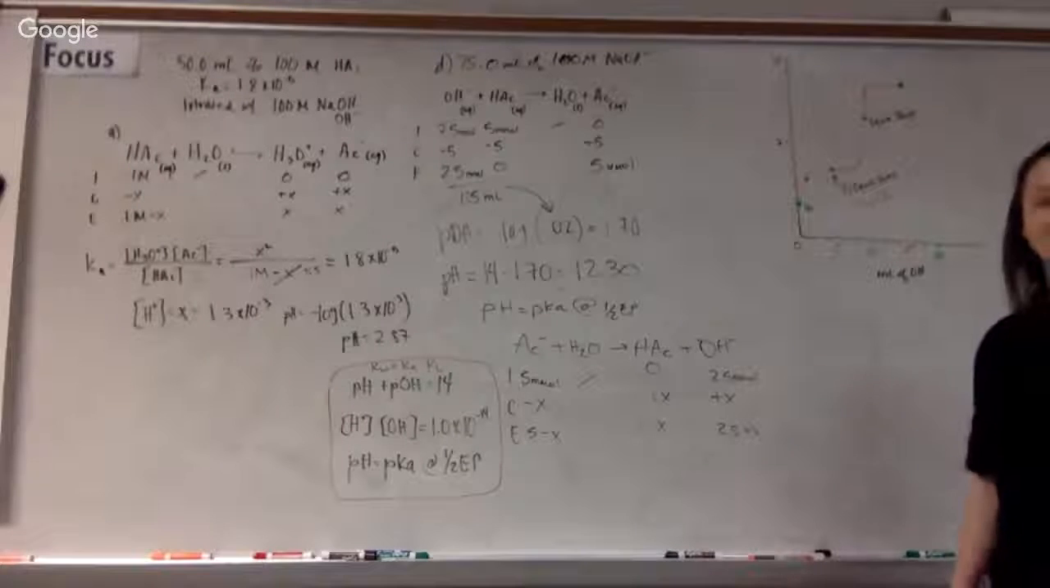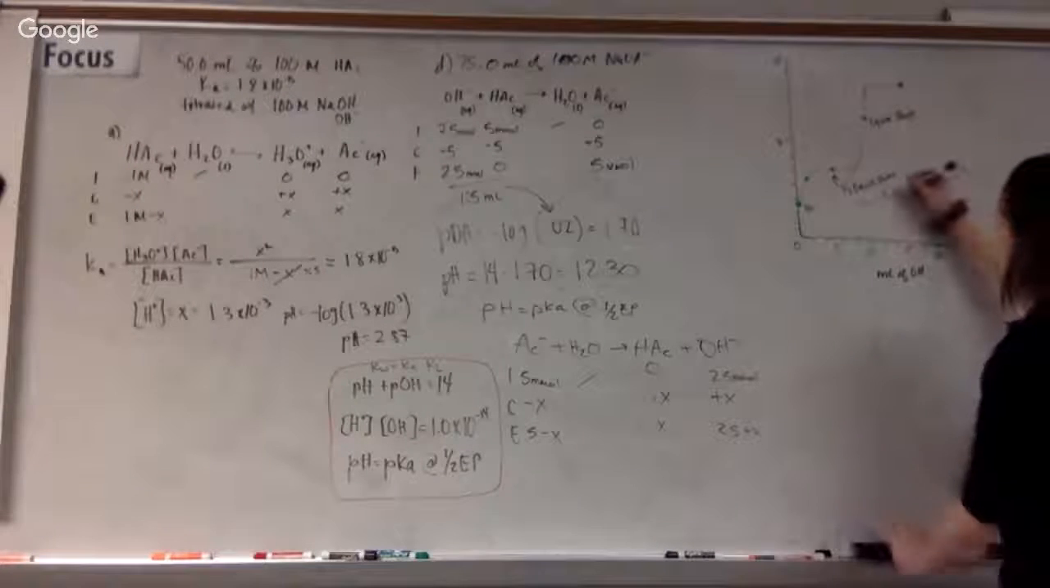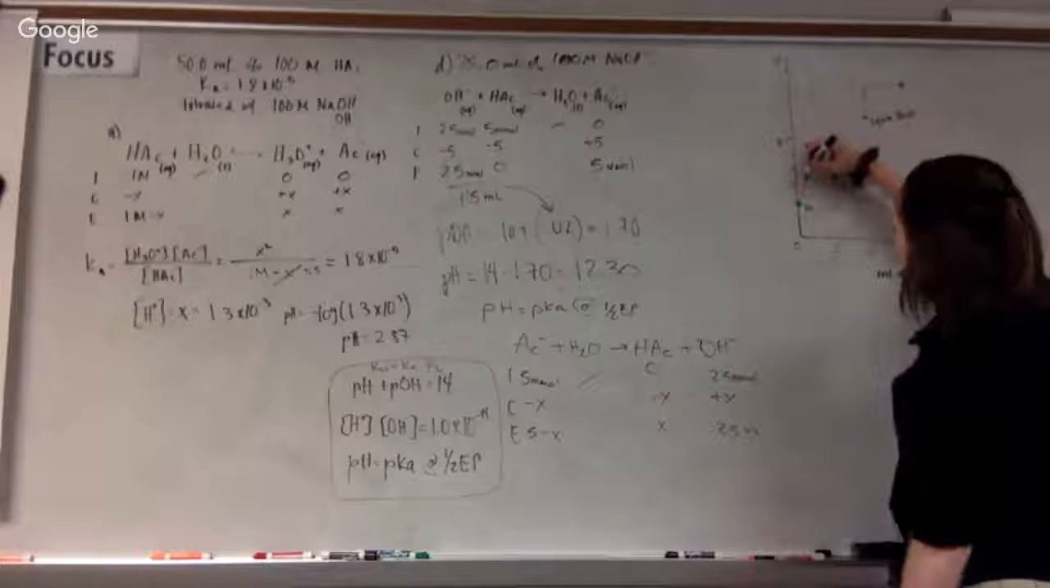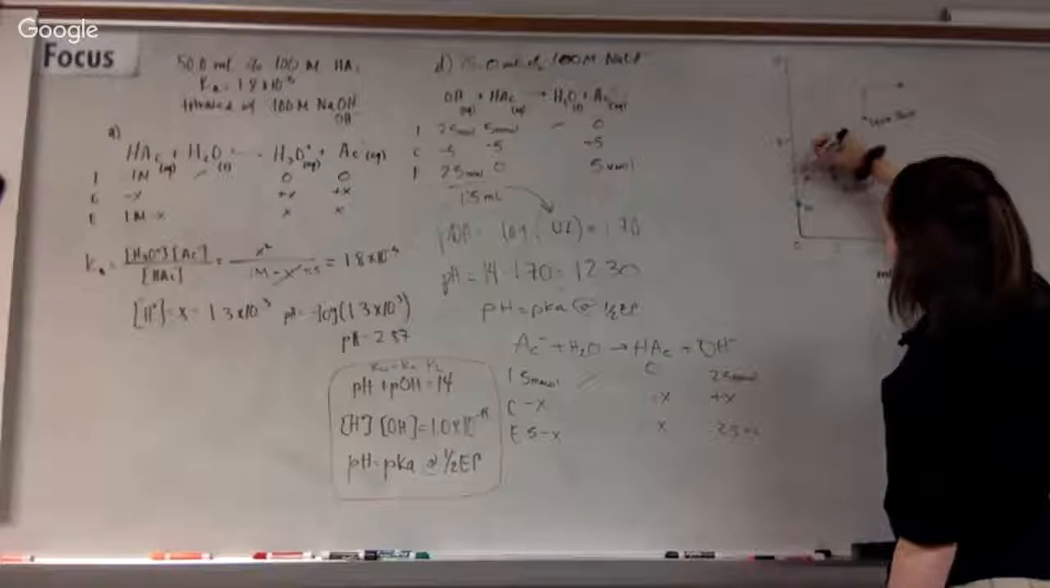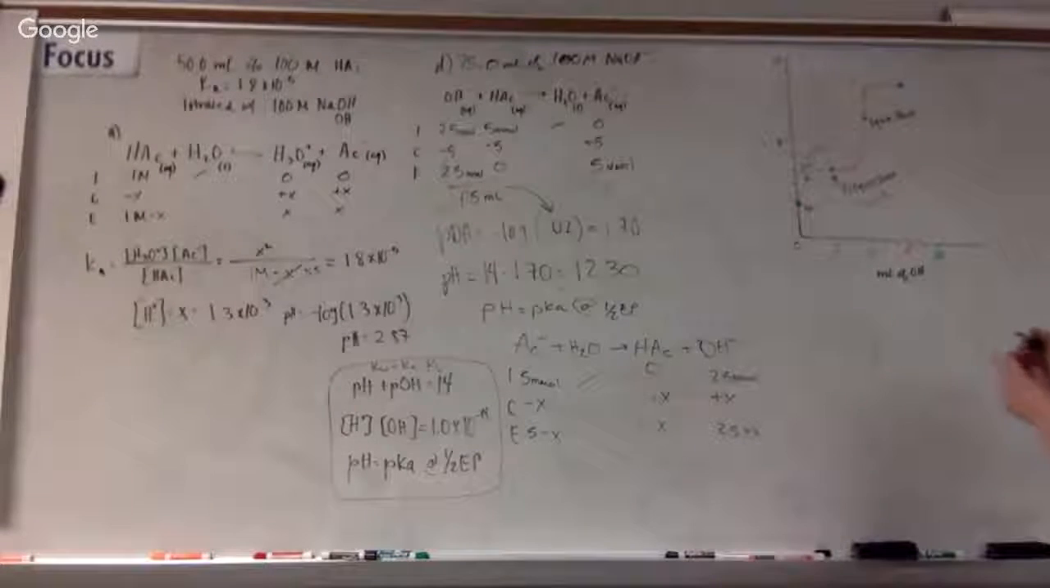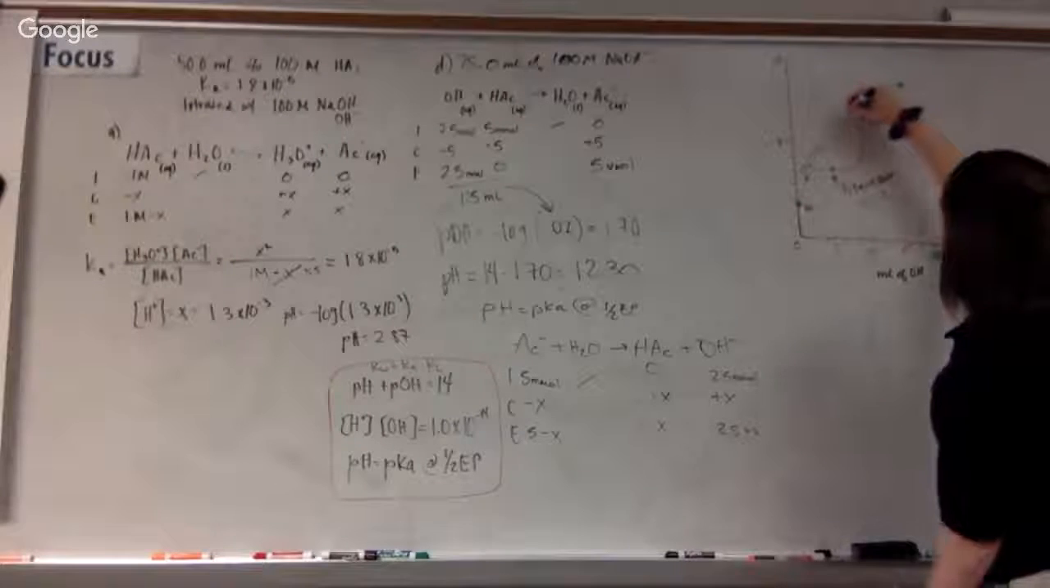At the second dot, don't we have both HAC and AC? At the second dot, not the fourth. Yeah, second dot. But wouldn't we have more HAC than we do AC? A little greater than symbol. How about at the equivalence point? What's the only thing we have?